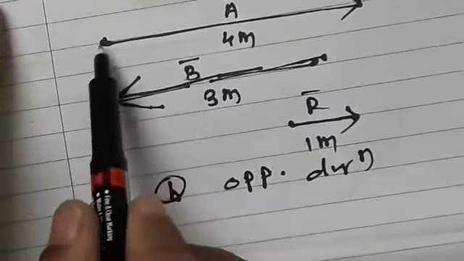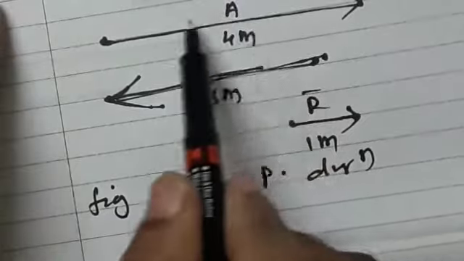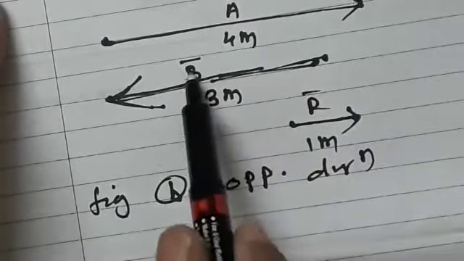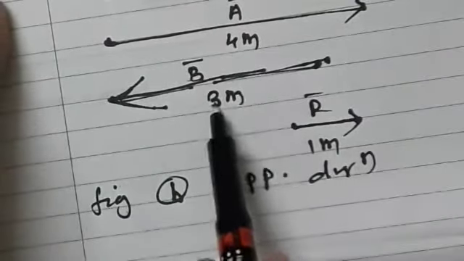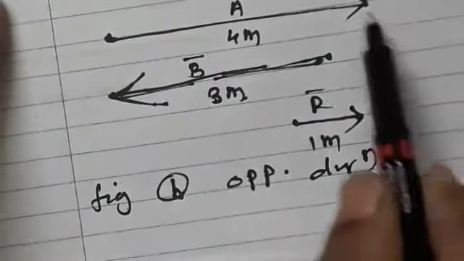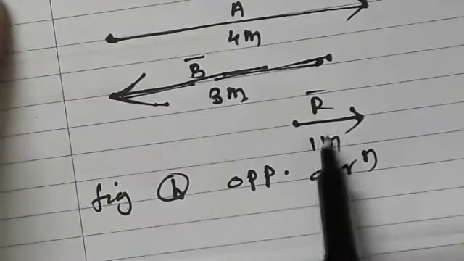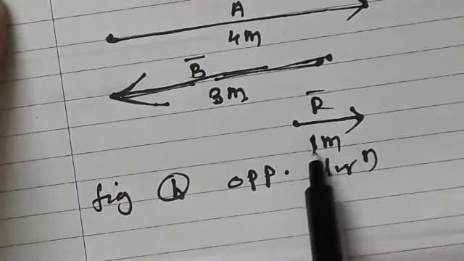Secondly, if the two vectors a bar and b bar have magnitudes of 4 meters and 3 meters respectively, and they are in opposite directions, then their resultant has a magnitude of 1 meter, as shown in figure B.